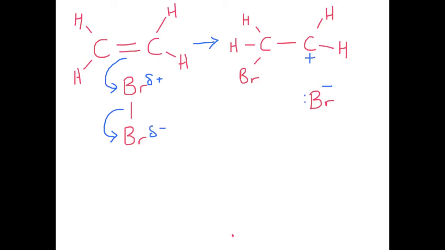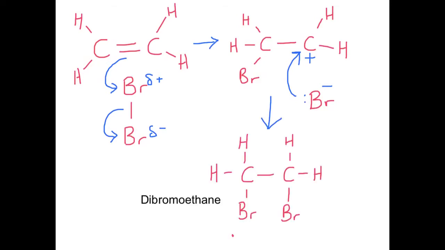So we have a positive carbon, this is called a carbocation, and we have a Br-, a bromide ion. And so that bromide ion can now use its lone pair of electrons to form a bond with the positive carbon. And we get our final product, dibromoethane. Correctly, in fact, 1,2-dibromoethane, just to distinguish it from 1,1-dibromoethane.